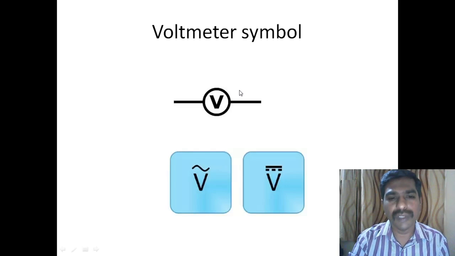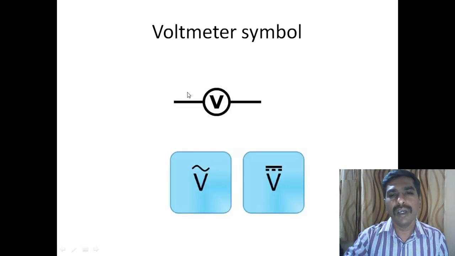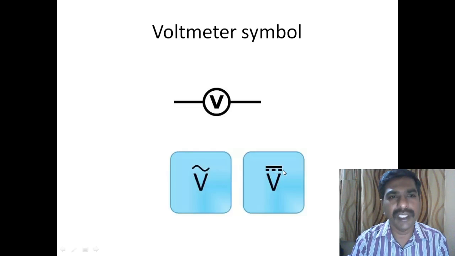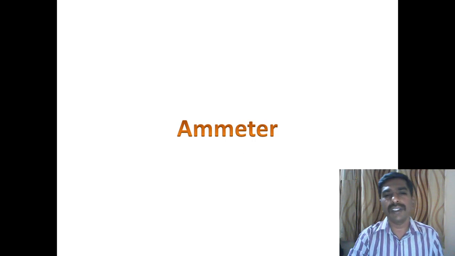Polarity is very important, otherwise the output reading will be negative. If they have written a V with a tilde, it indicates AC. If it is a straight line or a dotted line, it says DC. This is the voltmeter. And now coming to the ammeter.